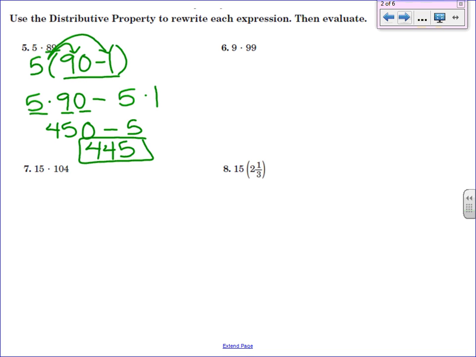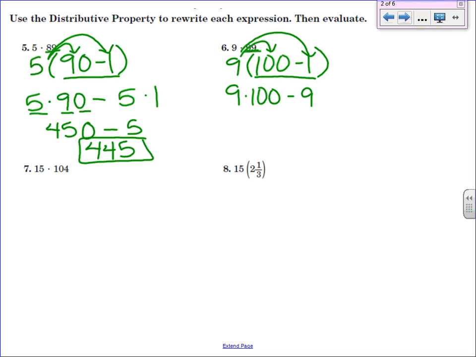In number 6, we have 9 and 99, and again, we want things that end in zeros. So I'm going to take the 99 and rewrite that as 100 minus 1. This is still 99, and all I've done is substituted it in for the other way of writing 99. So now I have 9 times 100 minus 9 times 1. So I have 9 times 1 is 9, 2 zeros after it, minus 9, which is 891.